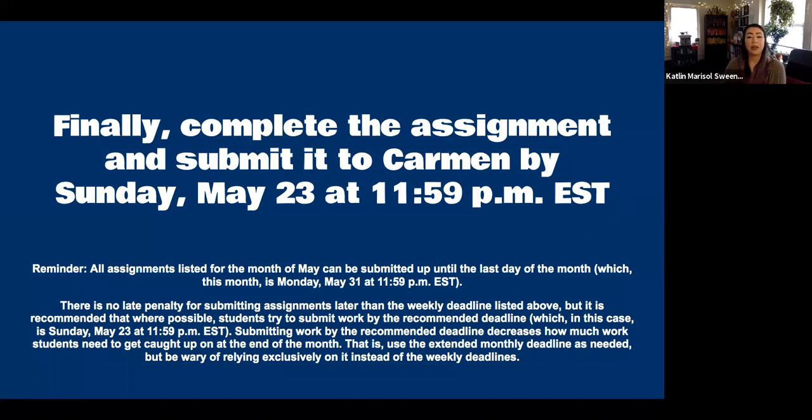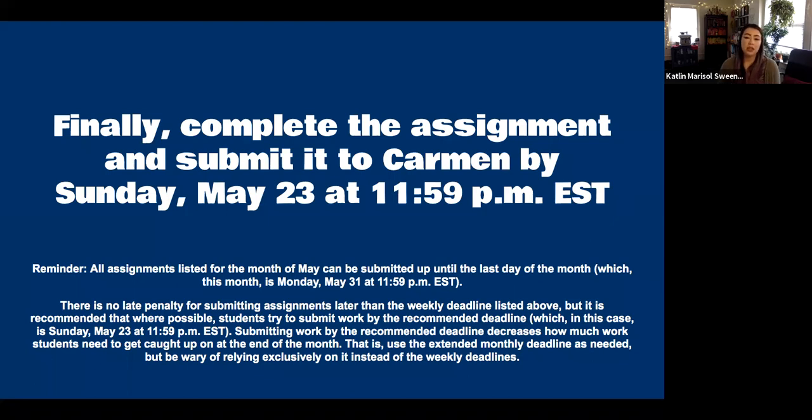So again, the reminder at the bottom reads: all assignments listed for the month of May can be submitted up until the last day of the month, which this month is Monday, May 31st at 11:59 p.m. Eastern. There is no late penalty for submitting assignments later than the weekly deadline listed above, but it is recommended that where possible, students try to submit work by the recommended deadline, which in this case is Sunday, May 23rd at 11:59 p.m. Eastern. Submitting work by the recommended deadline decreases how much work students need to get caught up on at the end of the month.